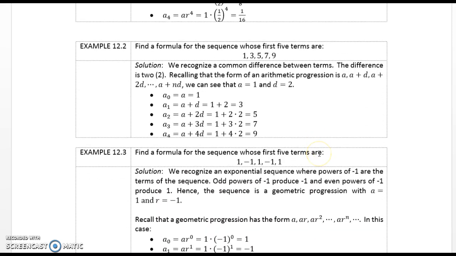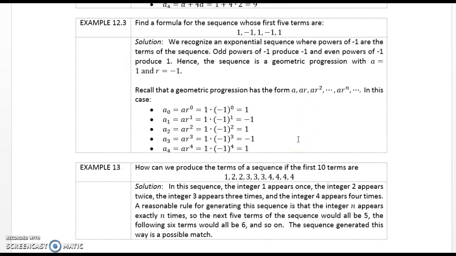Example 12.2. Find the formula for the sequence whose first 5 terms are 1, 3, 5, 7, and 9. We recognize the common difference between terms. The difference is 2, recalling that the form of an arithmetic progression is a, a plus d, a plus 2d, and so on to a plus nd. We see that a is 1 and d is 2. a sub 0 is equal to 1, a sub 1 is equal to 1 plus 2 is 3, a sub 2 is equal to 1 plus 2 times 2 is equal to 5, and so on.